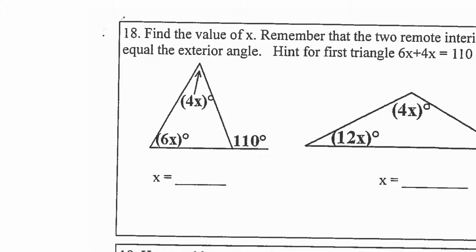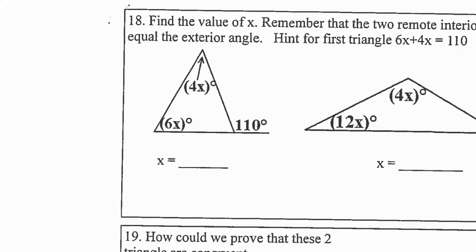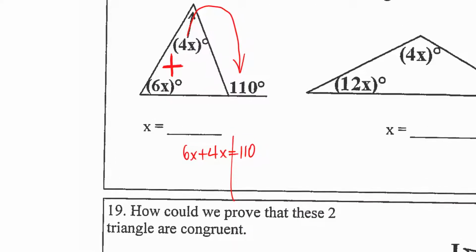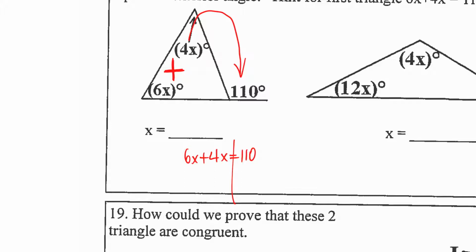All right. So on this one, there's two ways to do it. The easy way is just to remember this little fact that we talked about last week. If you add these two angles on the opposite side, it equals the angle on the outside. The two remote interior angles add up to equal the exterior angle. So on this, 6x plus 4x equals 110. There are other ways to do it, but this definitely is the easiest. So this gives us 10x equals 110, divide by 10. And what does x equal? 11. X equals 11.